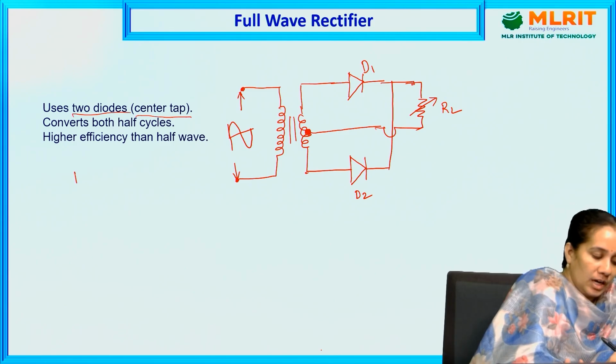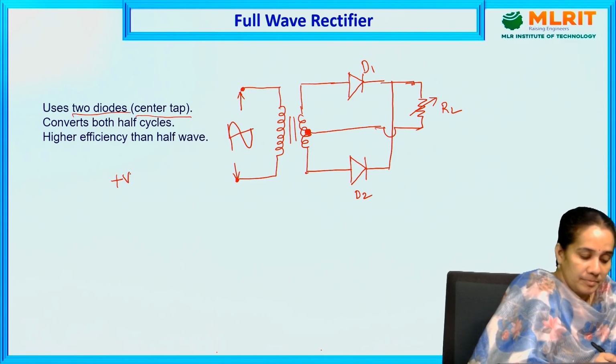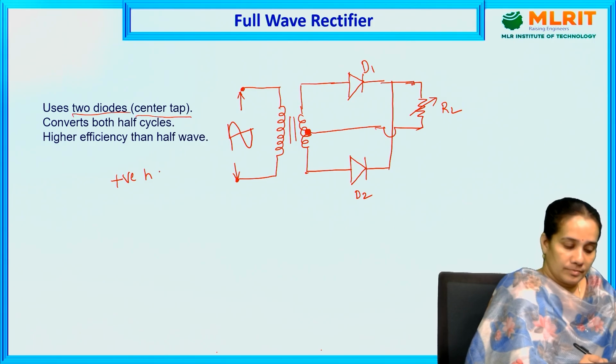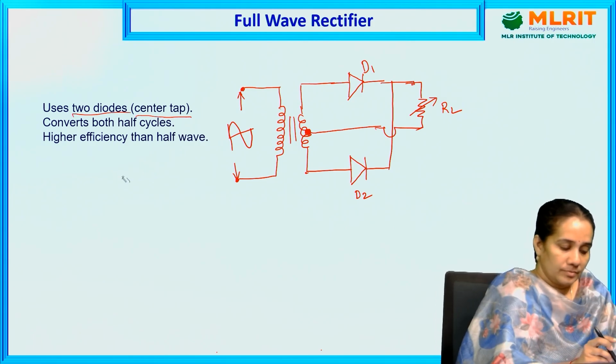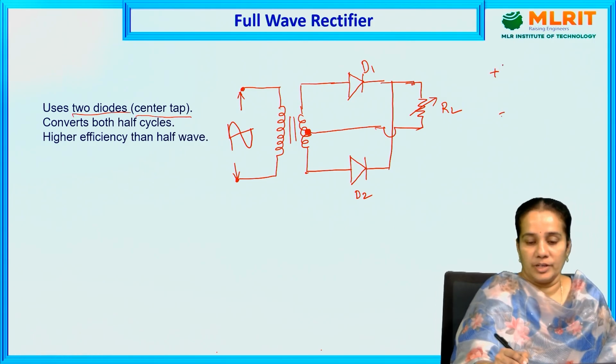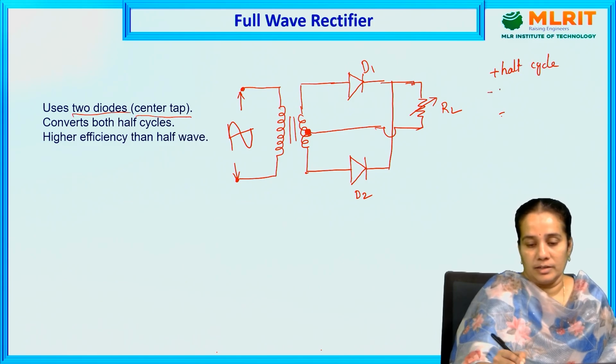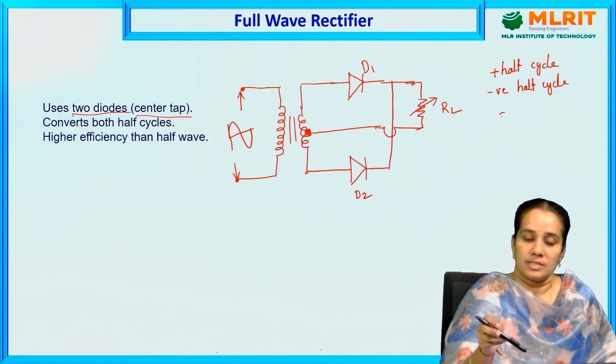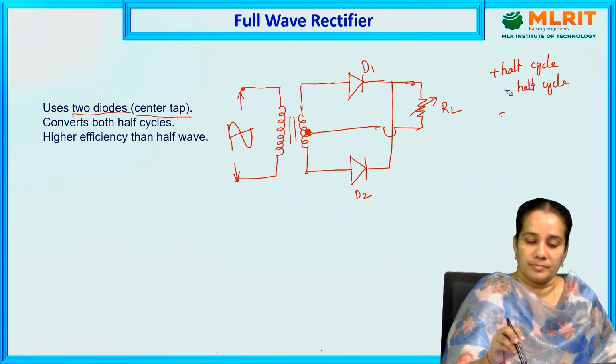The two modes are positive half cycle and negative half cycle. So it is also operated in two modes, same as the half wave rectifier. So first see about the positive half cycle. So what is happening for the positive half cycle?